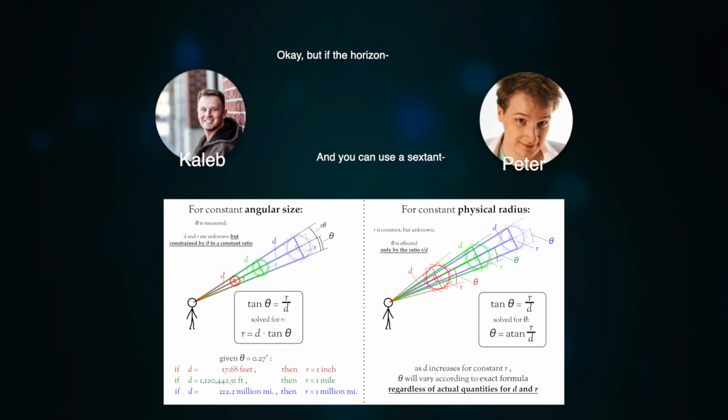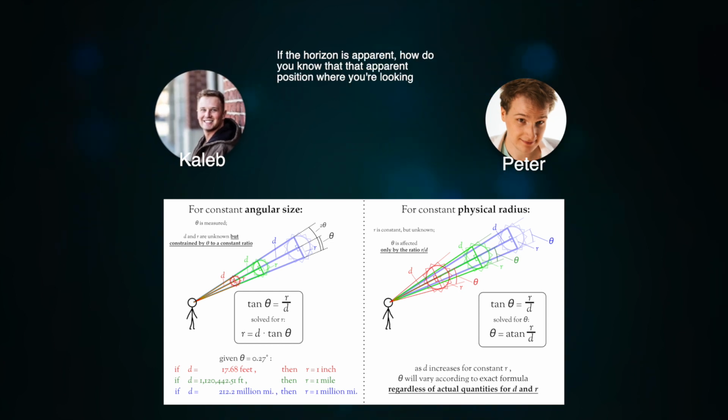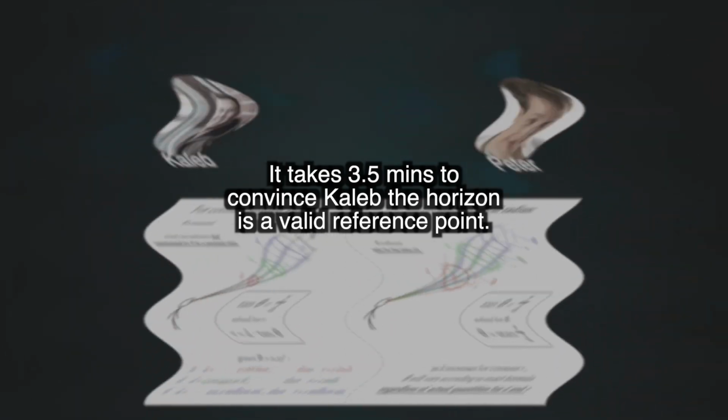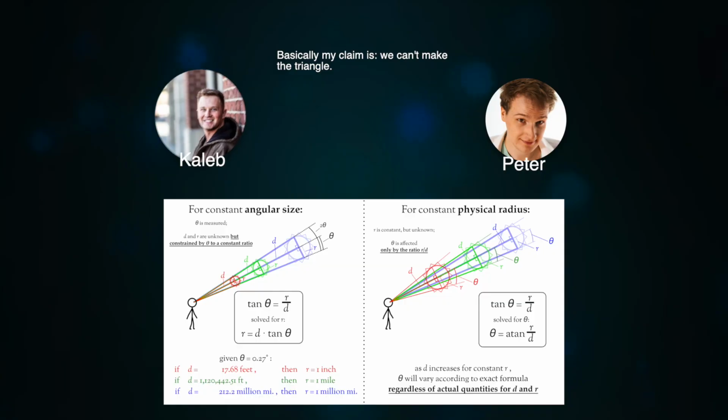Okay, but you can use the sextant. If the horizon is apparent, how do you know that that apparent position where you're looking out to the horizon won't be in a different spot tomorrow or the next day? Basically, my claim is we can't make the triangle.